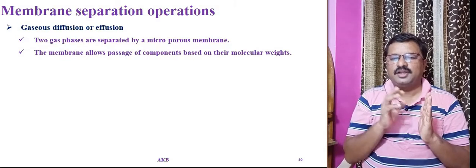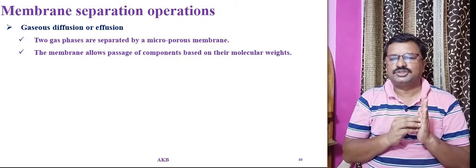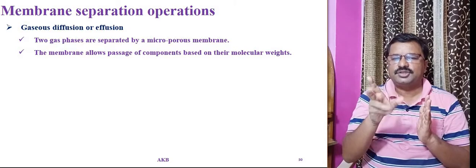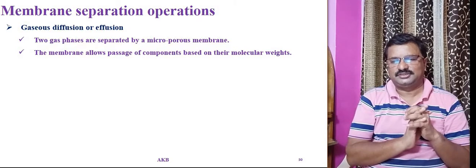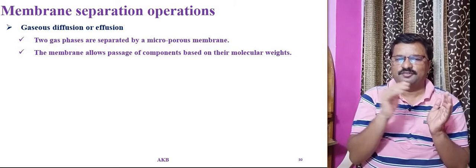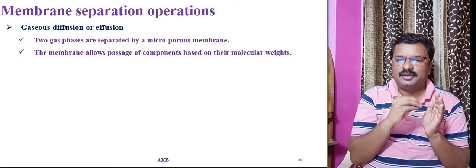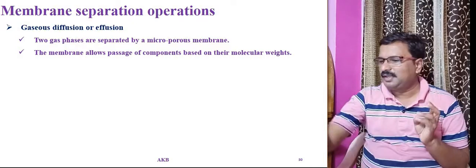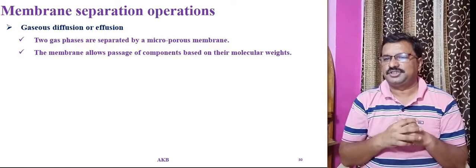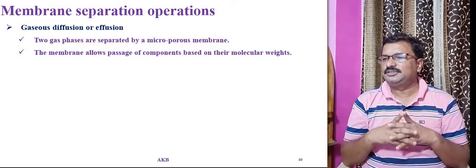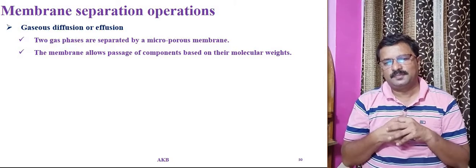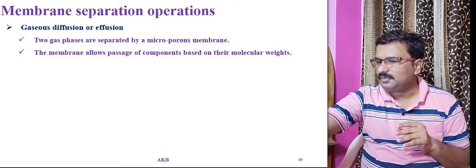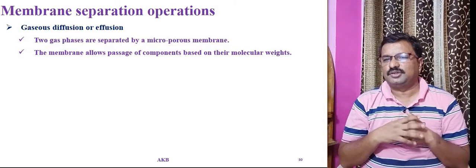This membrane will allow components to pass through it based on their molecular weights. So components having different molecular weights will get transferred through the membrane differently, and this is the basis of separation. So separation occurs on the basis of difference in molecular weights of the components. So this is gaseous diffusion or effusion.